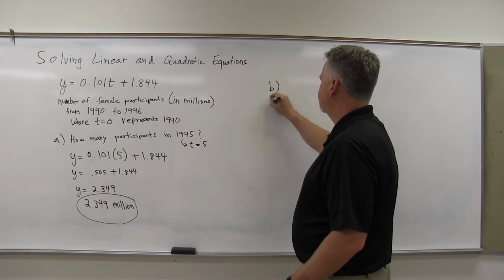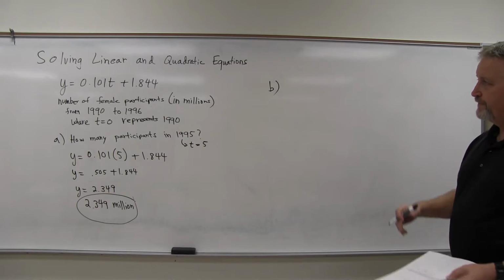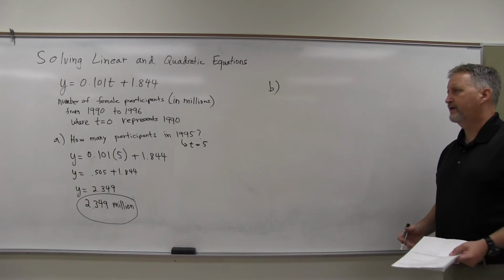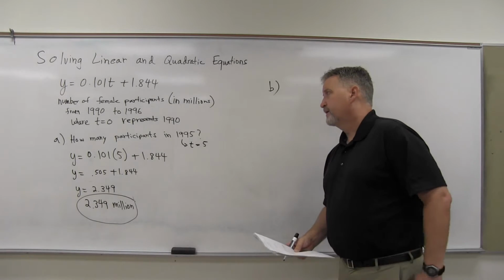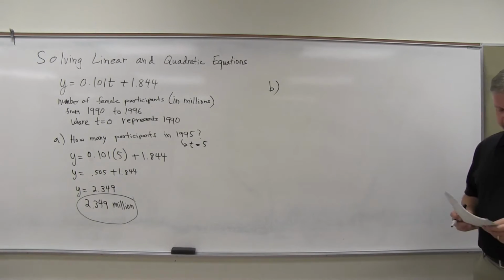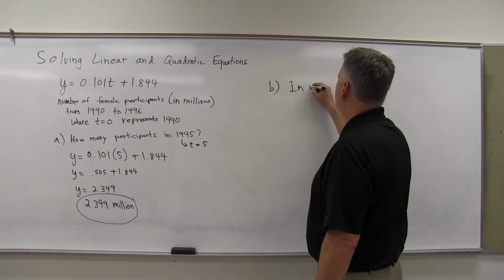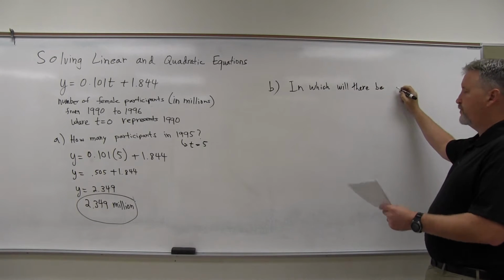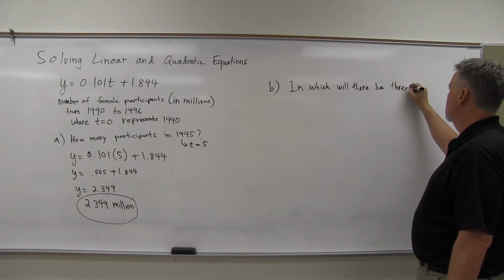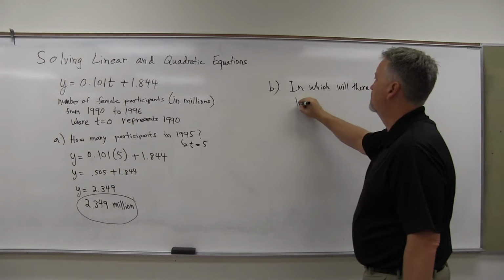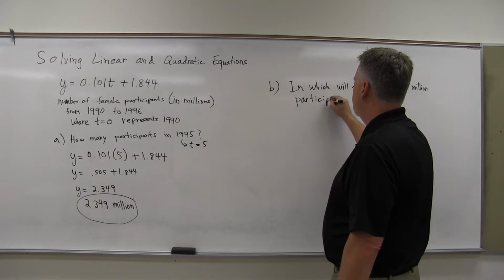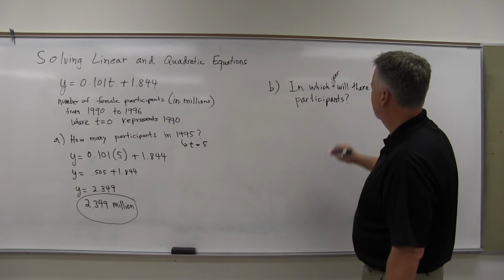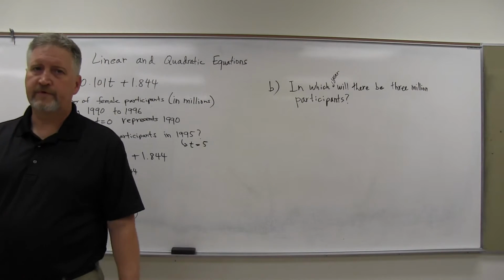Now, the second part to that. If this linear model continues, so this was generated off 1990 to 1996, but let's say the pattern continues, the model continues on similar, we're going to use the same value there. In which year will there be 3 million participants?